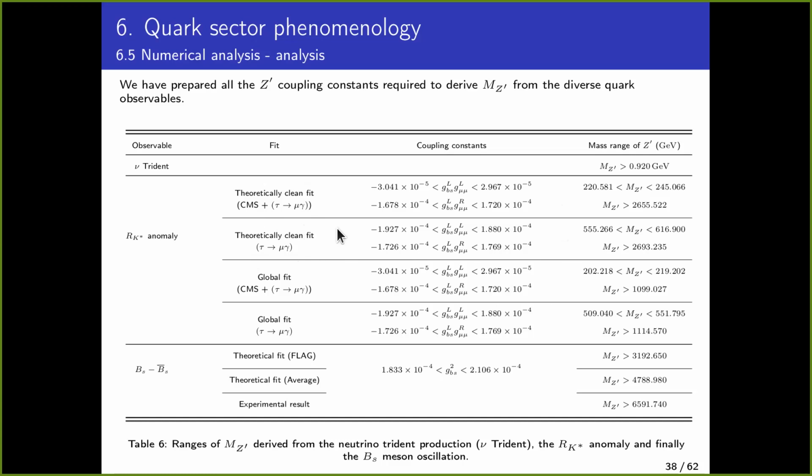So I will simply remind you of these two experimental constraints.